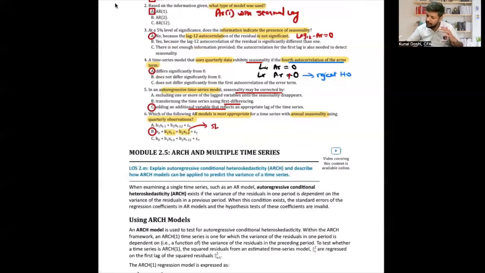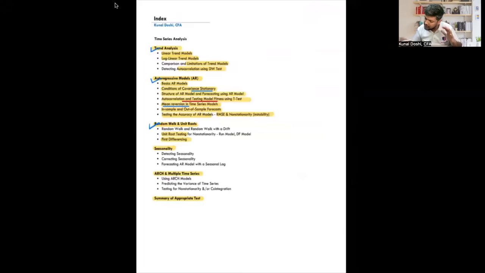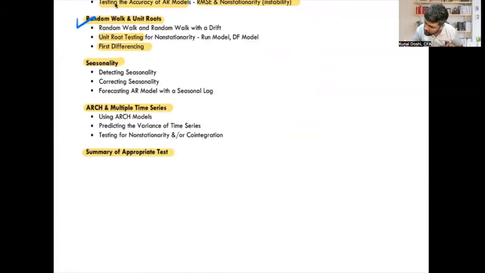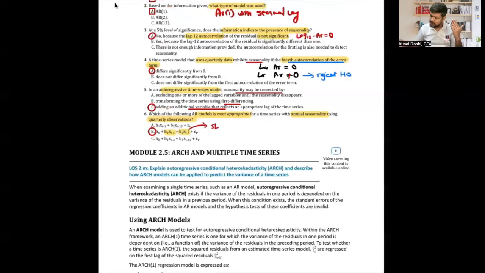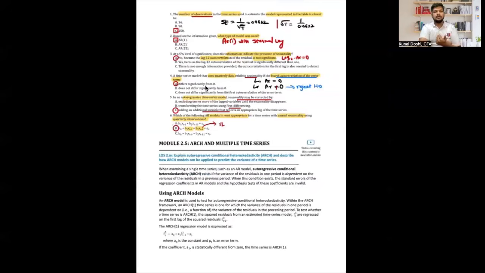Now, coming back to the point again, what all we have covered. We covered the concept of seasonality. We detected whether the seasonality exists or not by running the autocorrelation test for the lag. We corrected by adding the seasonal lag, and we forecasted the model where we predicted the future revenue or occupancy rate or any number. Clear, everyone? Till this point, any questions?